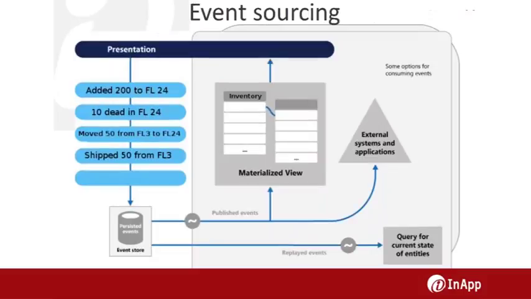So this is another example that I thought would explain event sourcing in more detail. This is actually for a chicken farm, where we are building a microservice-based architecture application. It's a typical inventory type of thing, where you add 200 chickens to this particular flock, 10 of them are dead, you move 50 of them from FL3 to FL24, you ship 50 from FL3.